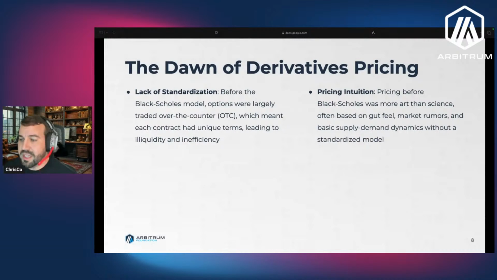Things had to be traded over the counter, so it was almost like you were negotiating with farmers directly. There was a lot of friction to make an options contract happen prior to the 1970s and the establishment of options exchanges.